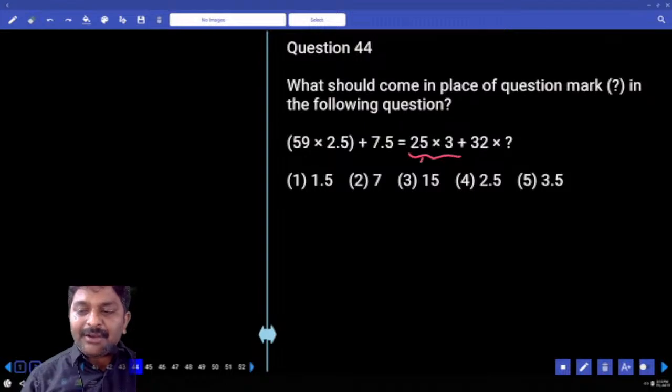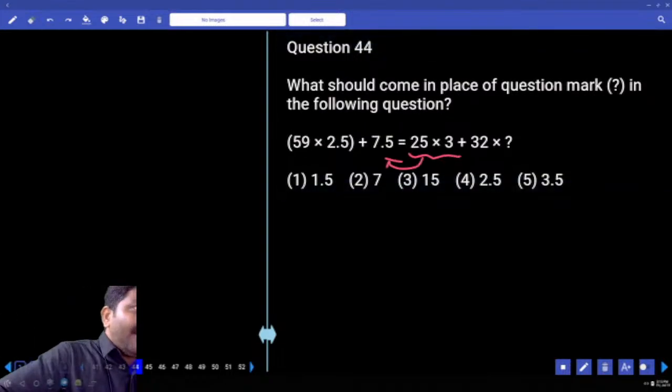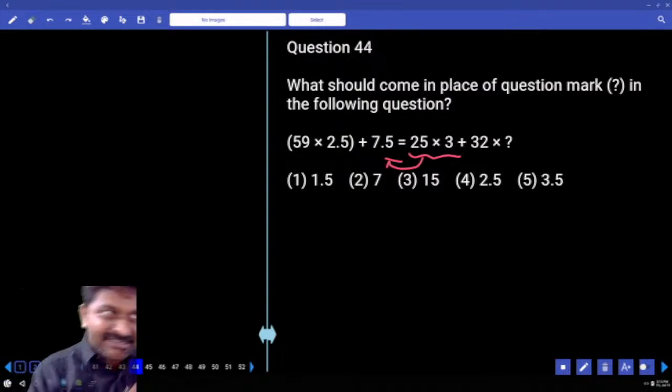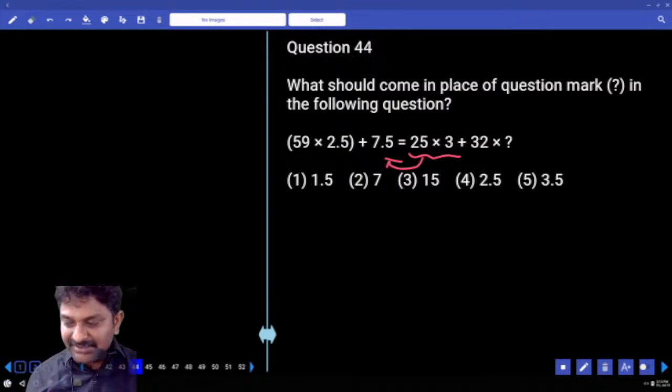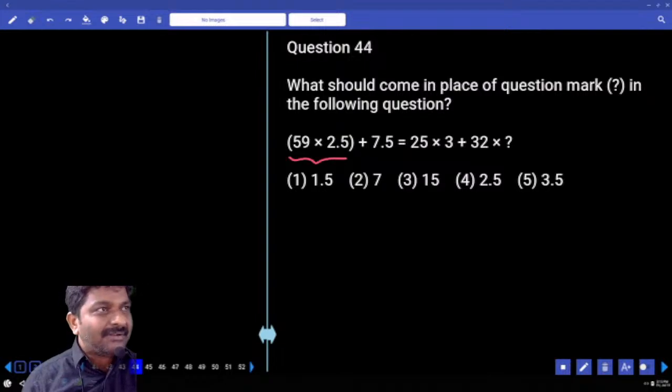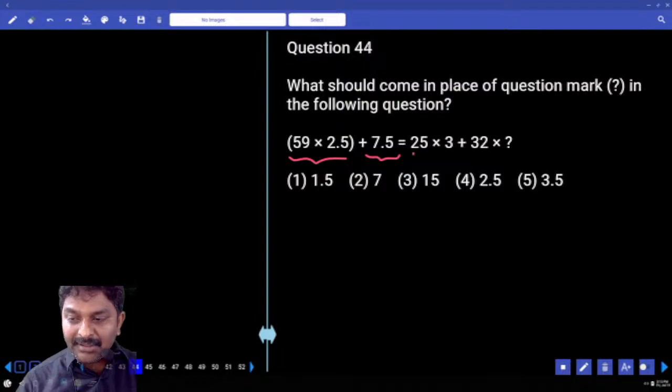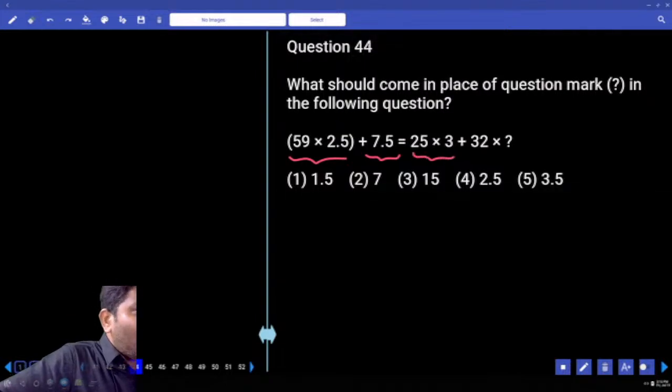If you take this fellow to left hand side, it becomes, when I see these three numbers, this is my first number, this is my second number, this is my third number, okay? I could see 2.5 common everywhere. From the first number, take 2.5 common.